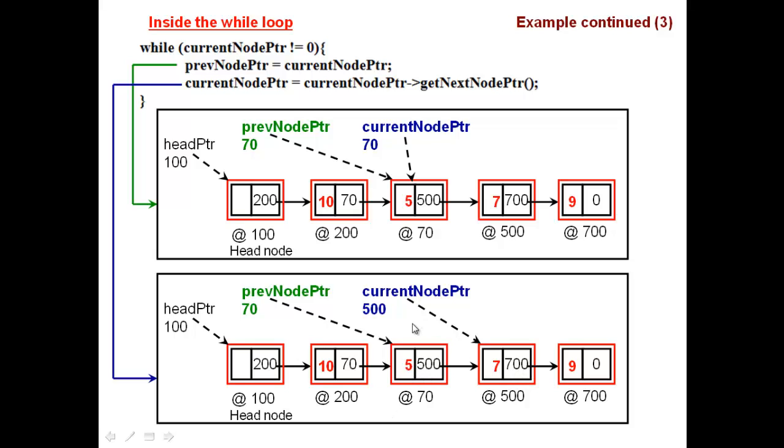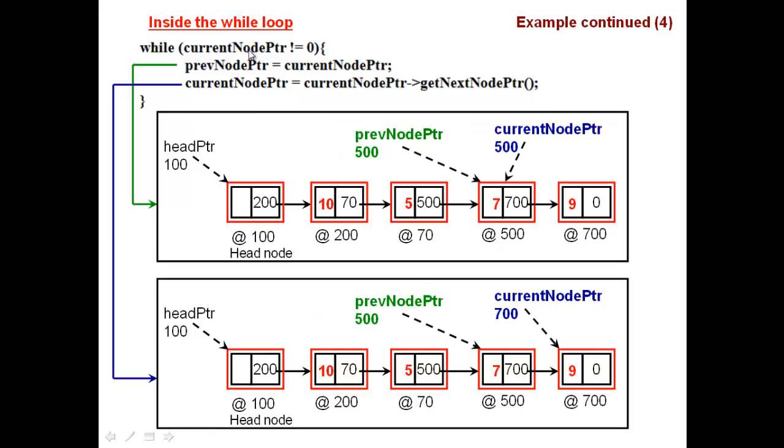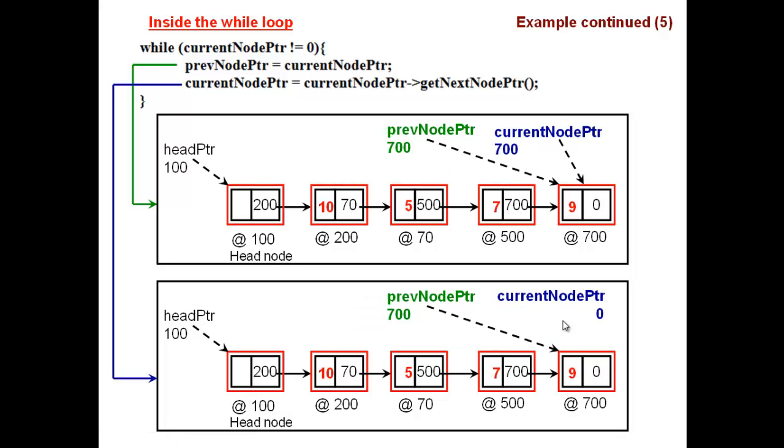So continue this process. Check if current node pointer is null. It is not null. So move inside and make the previous node pointer take the value of current node pointer, so it is 500. And then move the current node pointer further down to the next address, which is 700. Now again check if current node pointer is null. It's not null. So again move the previous node pointer to the next node, so both are pointing to this node. Now current node pointer can be moved further down. Current node pointer arrow get next node pointer will return the next node pointer value in this current node, which is 0. And current node pointer now becomes 0, null.